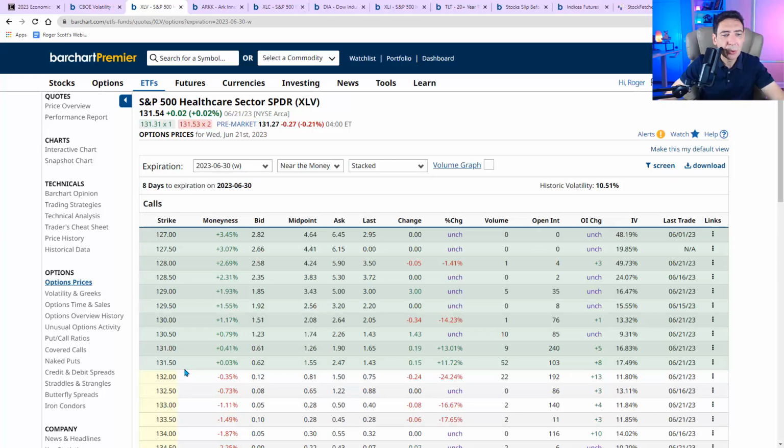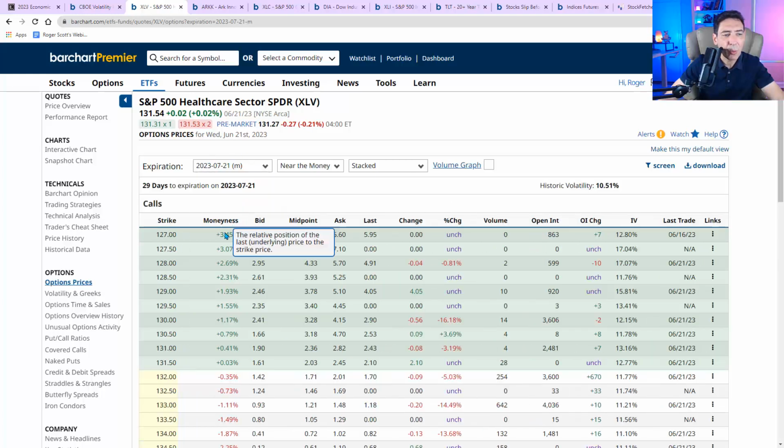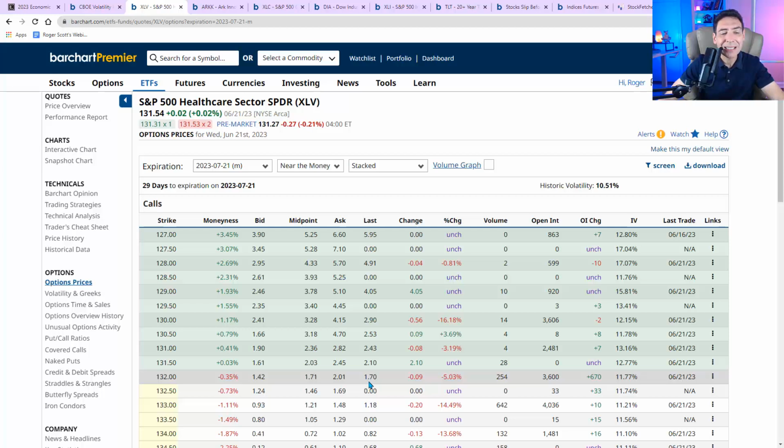Sell the 132. You'll probably get about 75 cents for it. And then go to 721 and buy the 132. You'll probably end up getting it for a buck. It's a nice calendar spread, and I don't think we're going anywhere anytime soon. So this way, at least offset your cost.